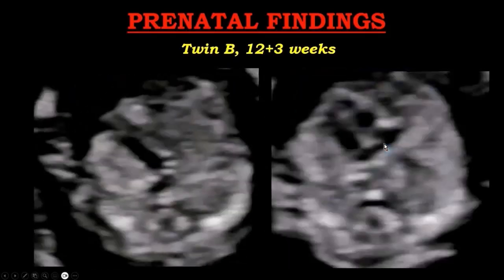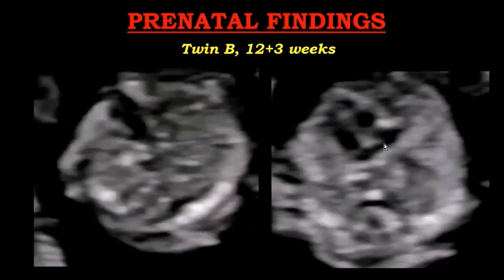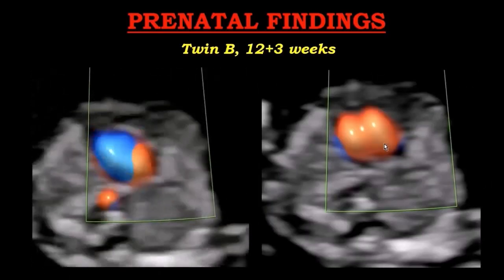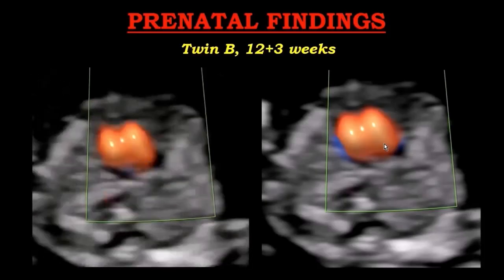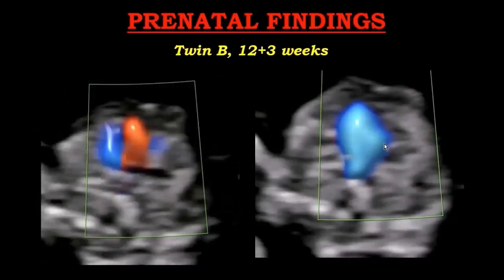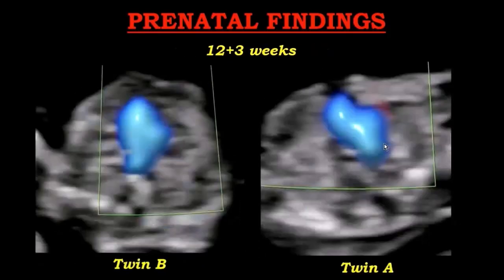So then we evaluated the other baby. Again, 2D is challenging. Color adds the confidence that there are two functional AV valves and four chambers present, and this is the three vessel and trachea view. And then we put them side by side, and again, this baby is cephalic, this baby is breech, and then we started to think about this as an abnormal appearance.